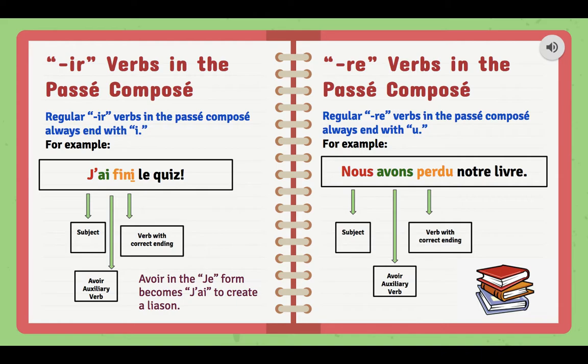RE verbs in the passé composé. Regular RE verbs in the passé composé always end with u. For example, nous avons perdu notre livre. The subject is nous, the avoir auxiliary verb is avons, and the verb with the correct ending is perdu.